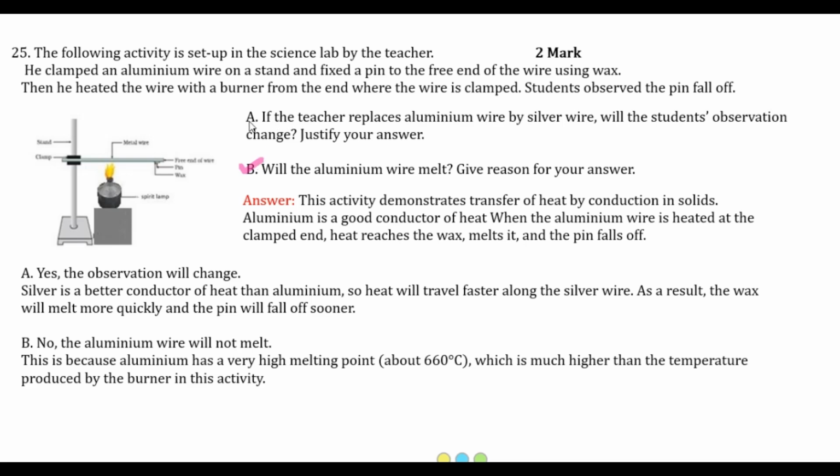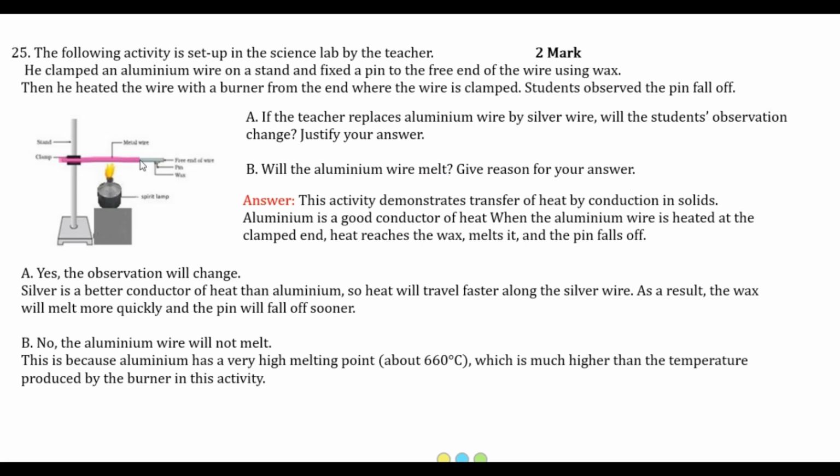So question A is, if the teacher replaces aluminium wire by silver wire, will the student's observation change? Justify your answer. So in question A, if this aluminium wire is replaced by silver wire, then will the student's observation change? Means will this pin fall due to the heating, will that observation change or not? If it changes or if it does not change, you have to justify your answer. Then question B is, will the aluminium wire melt? Give reason for your answer.